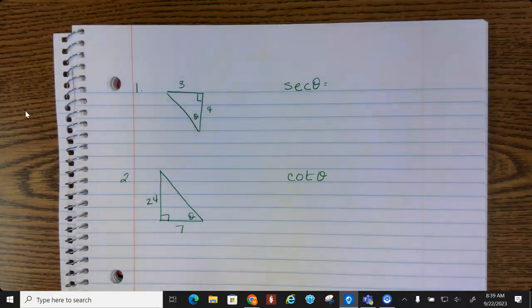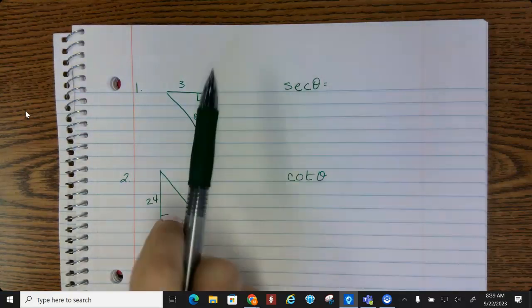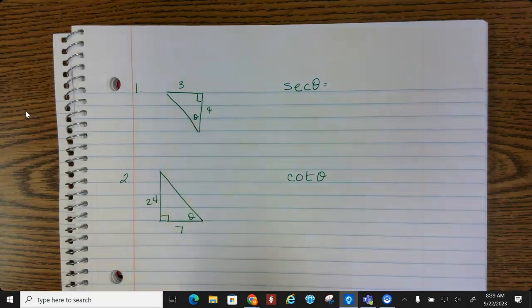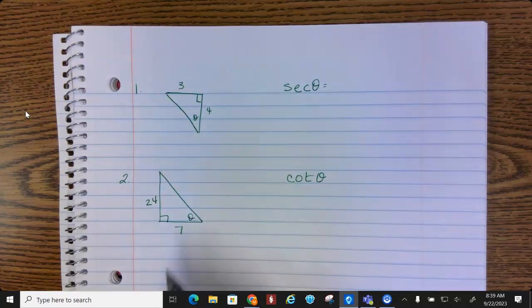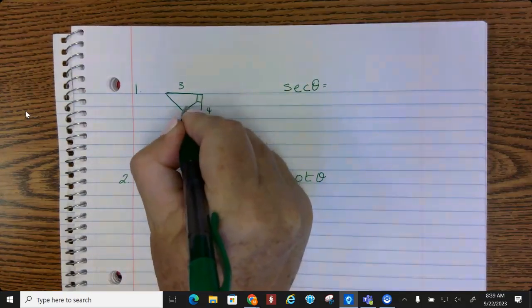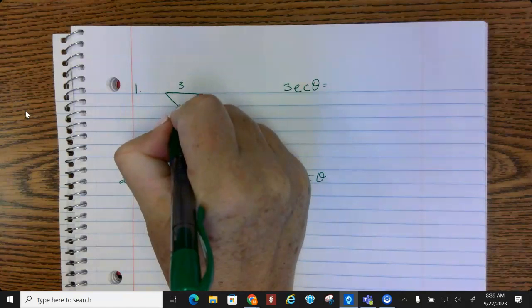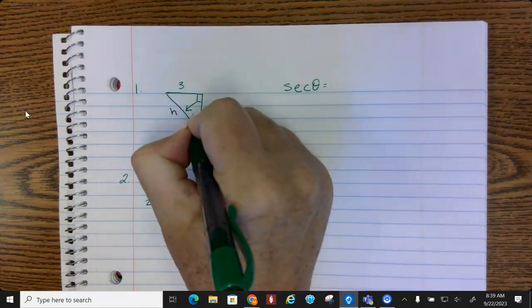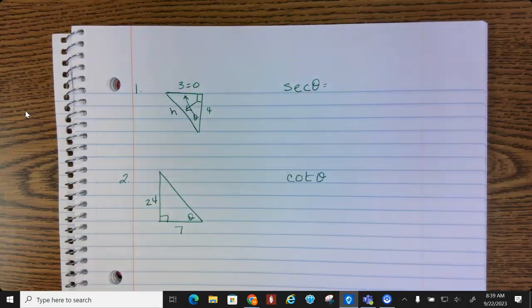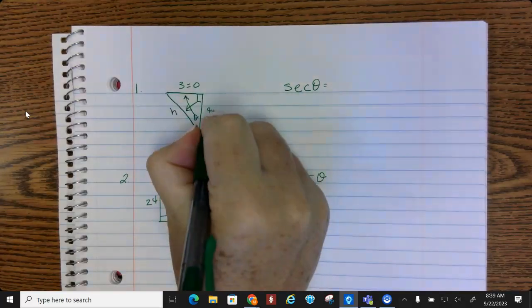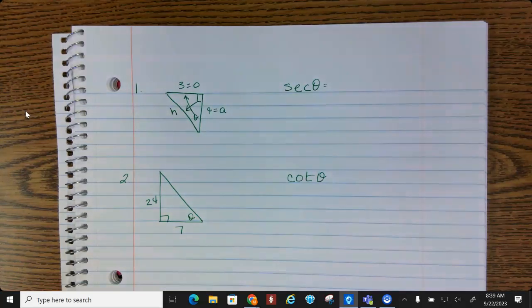So number one, the first four questions are going to deal with right triangles. So first step is to label your triangle. Remember, across from the right angle is going to be your hypotenuse. The side across from your theta is opposite, and the leftover one is going to be adjacent.